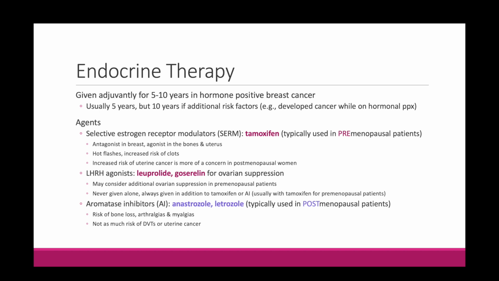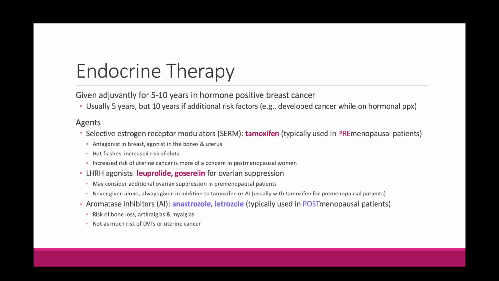Tamoxifen, the mechanism is it's a selective estrogen receptor modulator. So it selectively acts as an antagonist in the breast, but then it acts as an agonist in the bones and in the uterus. The side effects of tamoxifen include hot flashes and increased risk of clots.